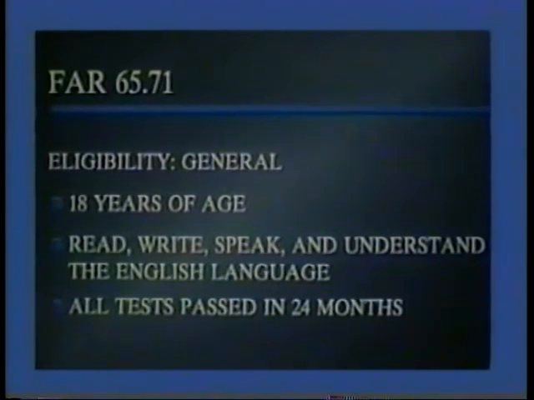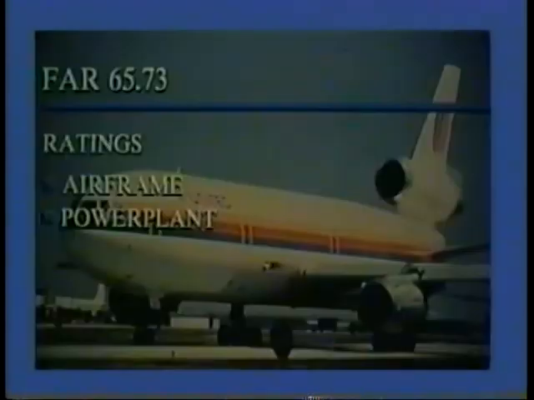All you want to know about mechanic certification is found in Subpart D, Mechanics, of FAR Part 65, Certification of Airmen Other Than Flight Crew Members. Some of the eligibility requirements for mechanics are 18 years of age, able to write, speak, and understand the English language, and all tests must be completed within a 24-month period.